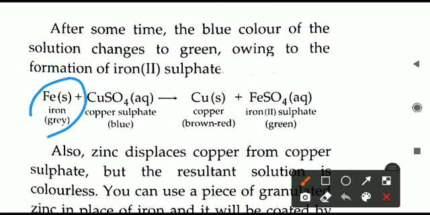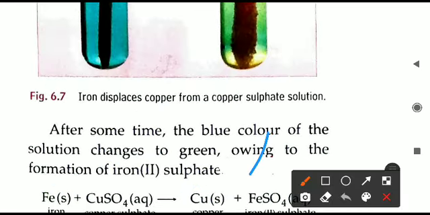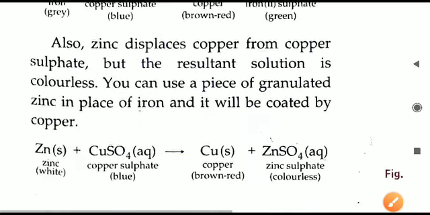Also the nail that was made of iron, now it will be made up of copper. Copper is brown red in color, that you can see in the graph. Also this is brown red color copper. So now I hope it is clear to you.